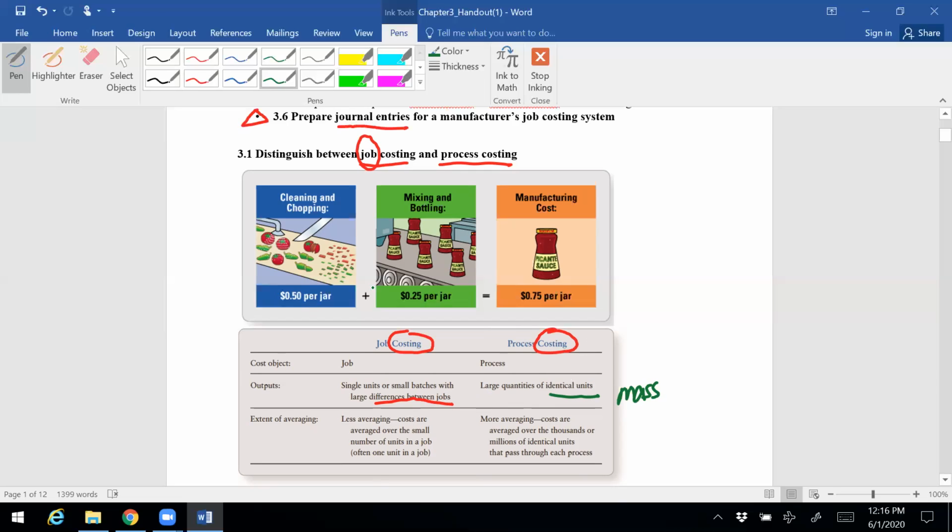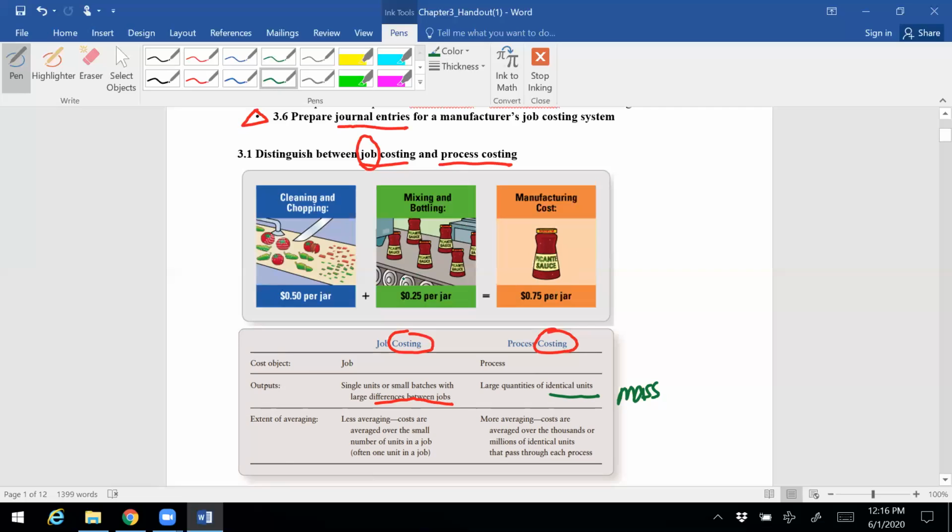Let's say the textbook gives you an example of sauce. This bottle of sauce is very similar to the next bottle. It's not that this sauce is different. No, each bottle is very similar. Like if you make a Korean beverage, or you make chips, those are mass production. They are very identical, almost the same, right?